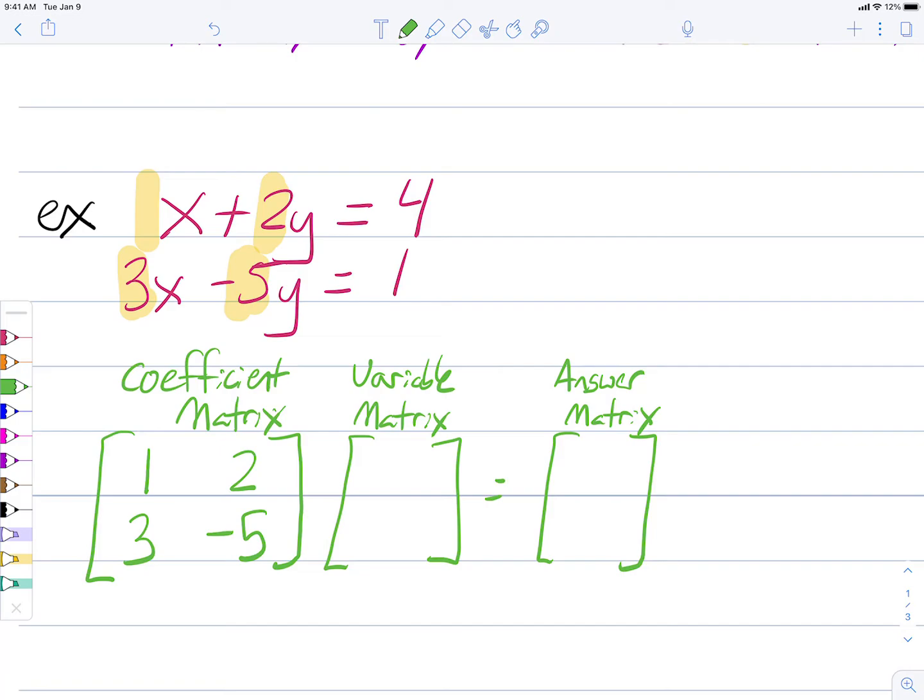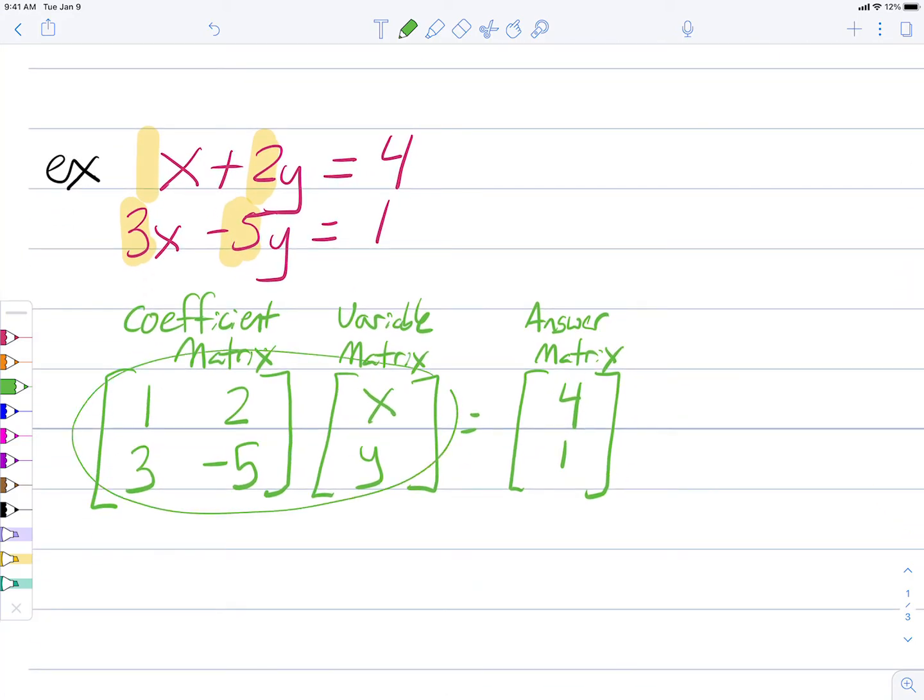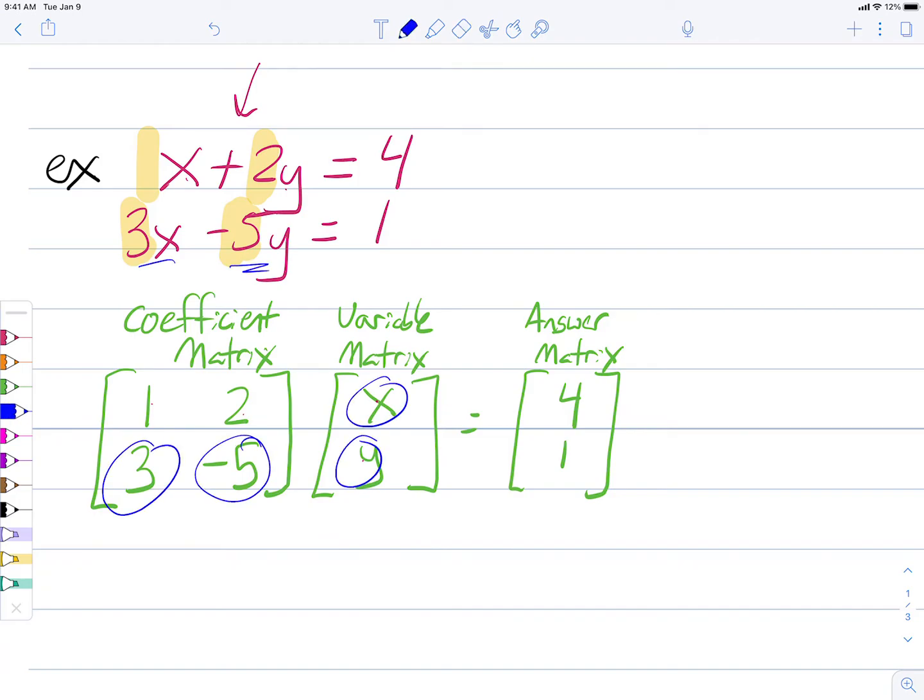My variable matrix is x and y, because those are the two variables that I have in my original equations. And my answer matrix is a 4 and a 1, because my answers are 4 and 1. If you multiply those matrices together, by the way, you get your original problem back, because 1 times x is x and 2 times y is 2y. That gets you back your first equation. And then if you multiplied 3 by x, you'd get 3x, and -5 times y gives -5y. So multiplying those two matrices together does get you back your original equations.